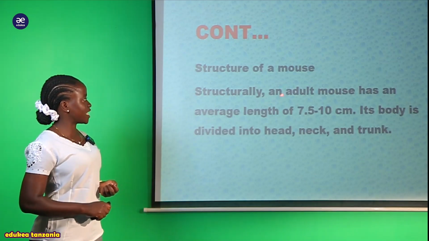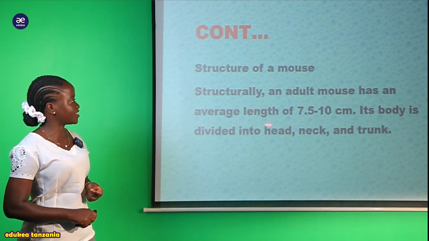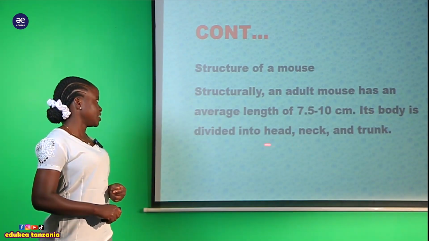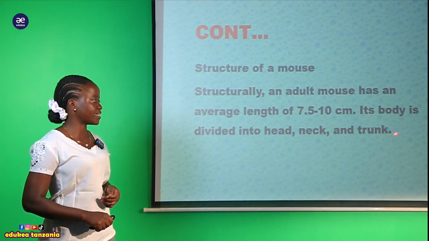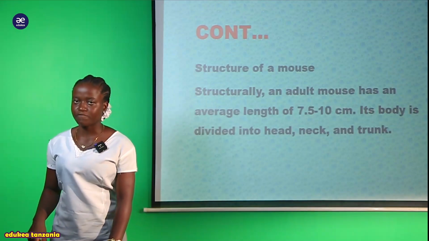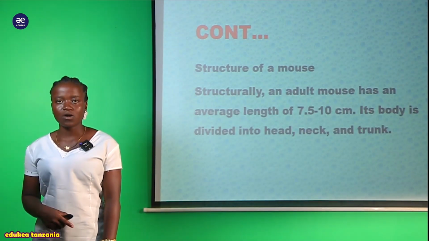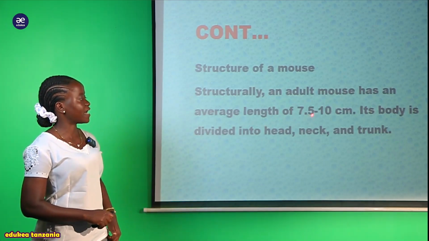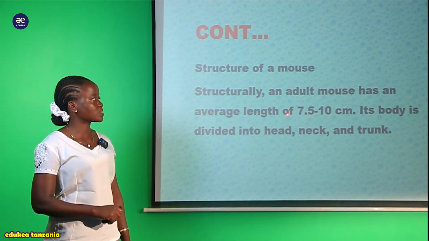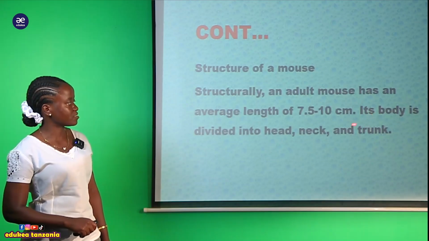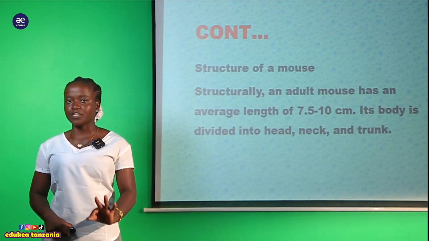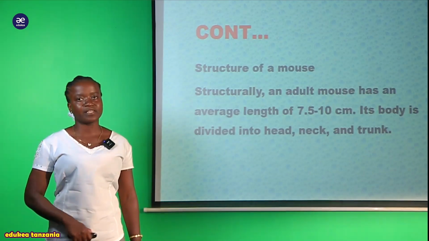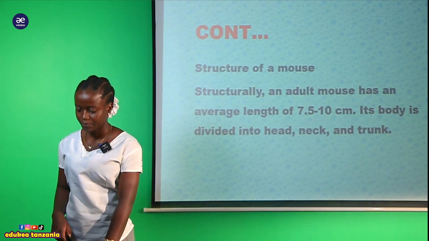Here we are saying that structurally, an adult mouse has an average length of 7.5 to 10 centimeters. Its body is divided into head, neck, and trunk. So that is the structure of the mouse. Tunasema structurally mouse average yake au urefu wake anakuwa nao 7.5 mpaka 10 centimeter. But their body has been divided into 3 parts. The first part is the head, the second part is the neck, and the last part is the trunk.